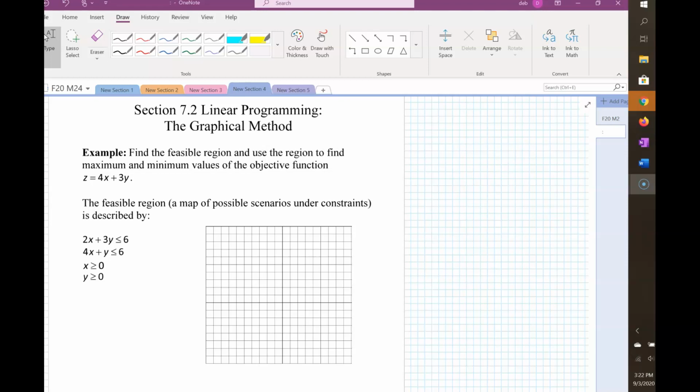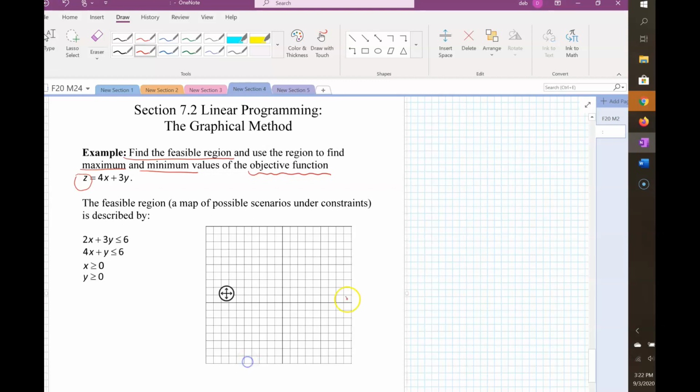We're continuing on with our process of finding a feasible region and then using that region to find the maximum and minimum values of the objective function. And the objective function is always named z. It will be representing something in particular for you, but we always use z. And there's a reason for that, but it's not particularly important in this class.